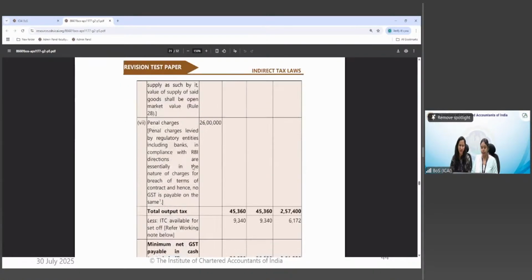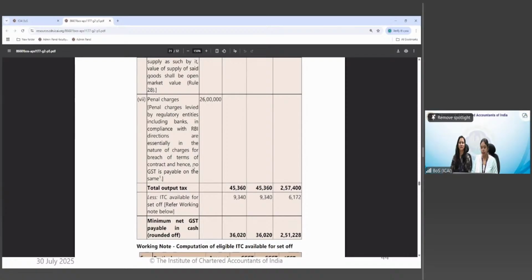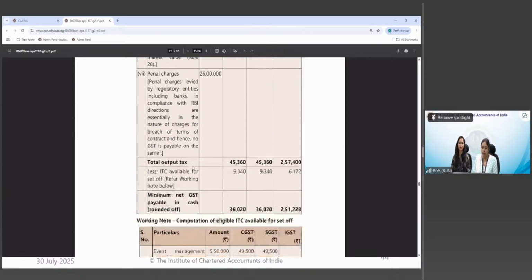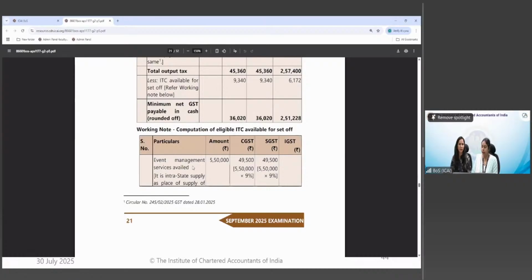Now, after all outward supplies, since penal charges have been paid, we have shown it in the outward supply table. But yes, it will not come as a supply under GST, because the amount has been paid for breach of contract. As ma'am told you, it is not a consideration.